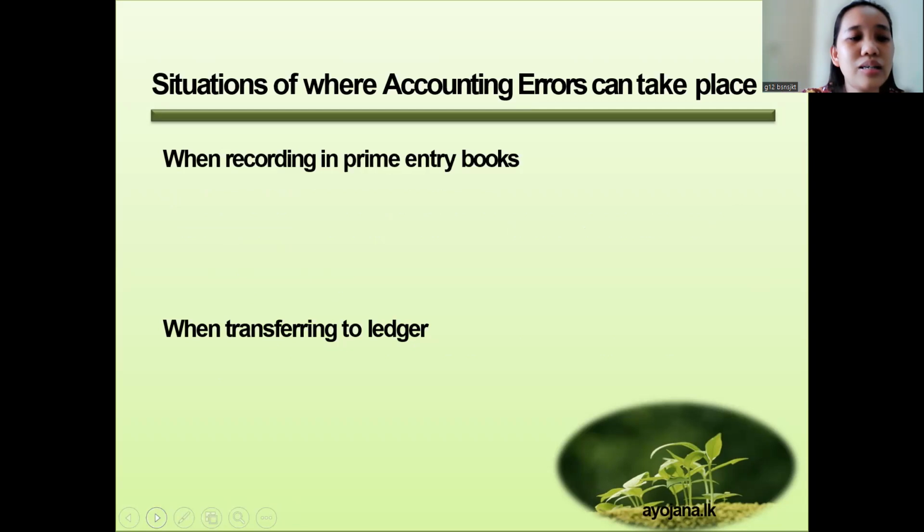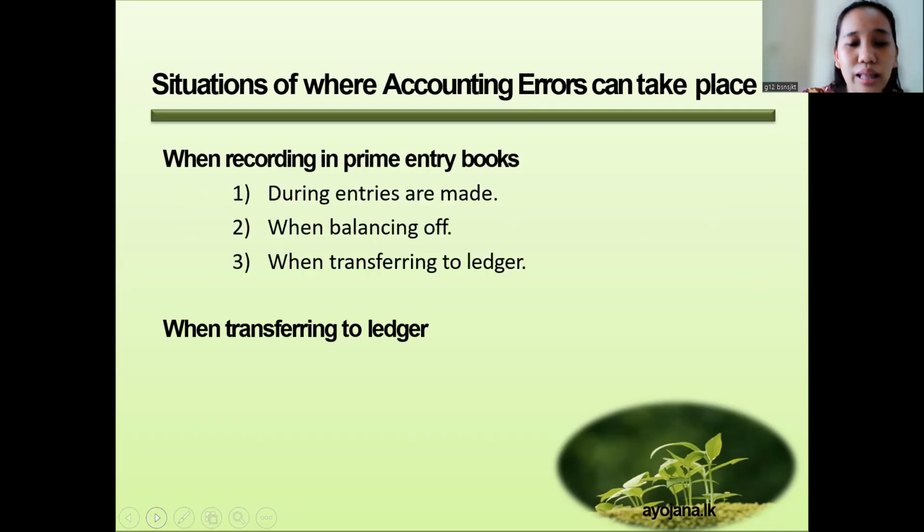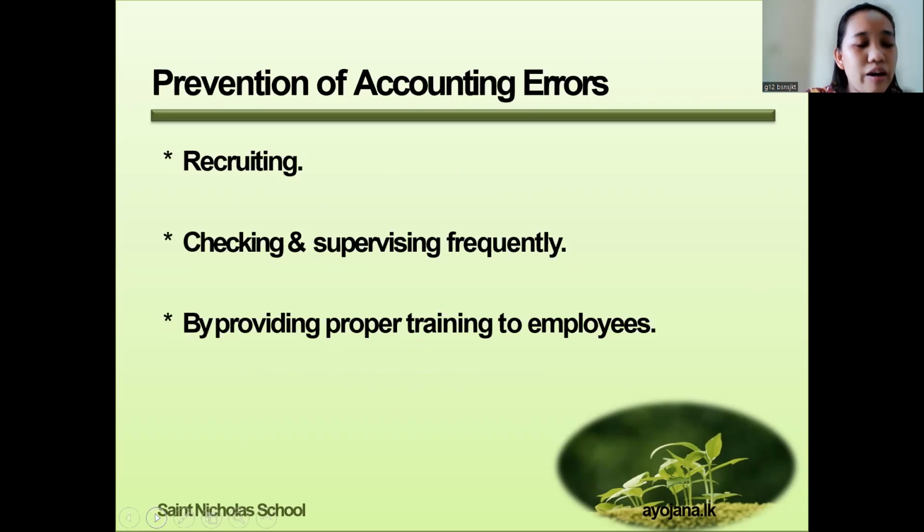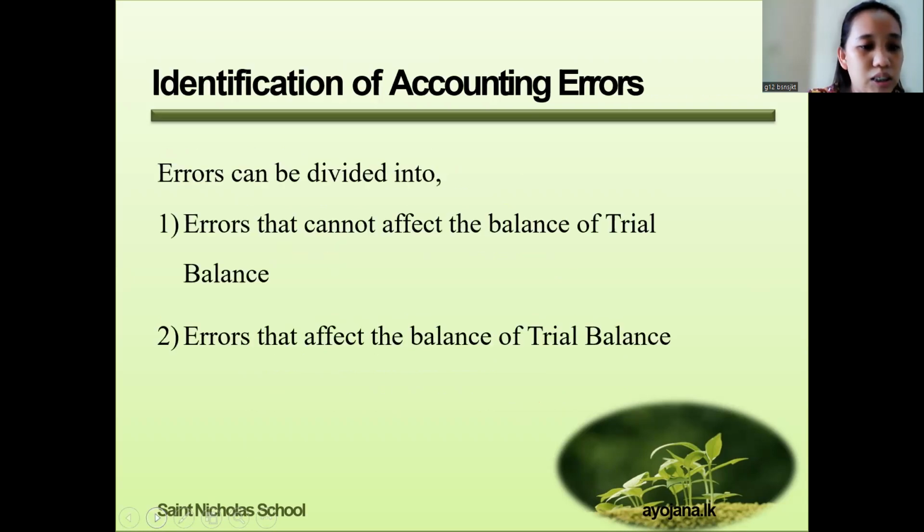Okay, and there are some situations where accounting error can take place. The first one is when recording in the prime entry books, that is, during entries are made, when balancing off, and when transferring to the ledger. The next one is when transferring to the ledgers, so during the entry made and at the time of balancing. We can find out on our trial balance. And there are some preventions of accounting errors that we can take. The first one is checking and supervising frequently, and providing proper training to employees. Okay, so this is the most important one, identification of accounting error.